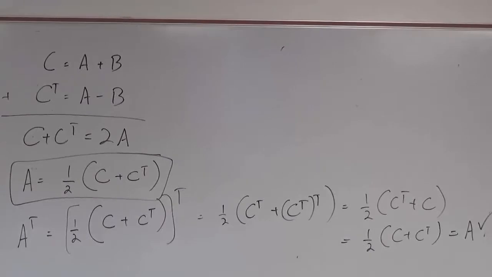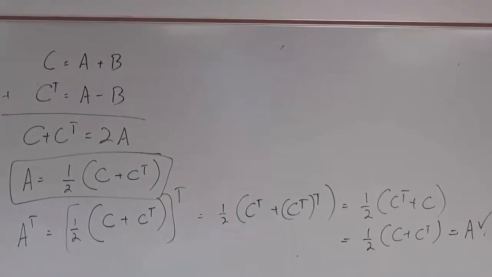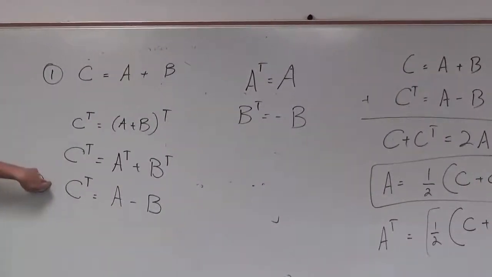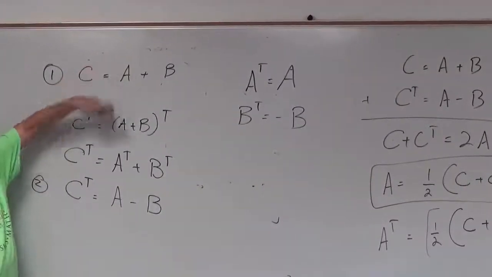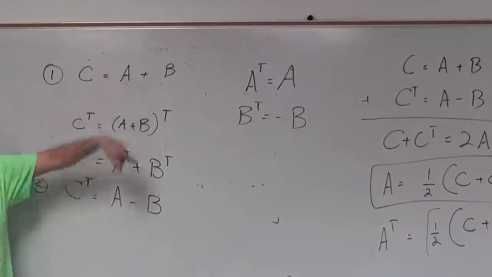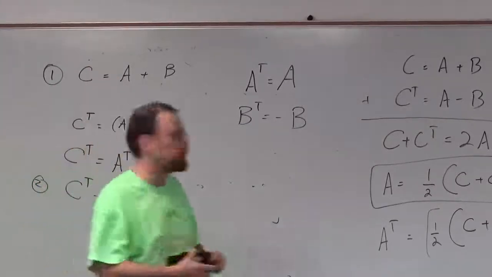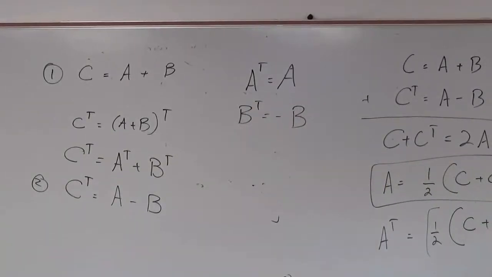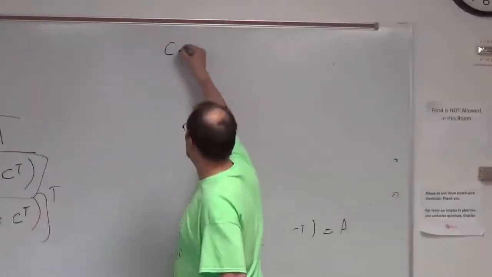So what would we do to find a skew symmetric matrix next? Well, we're probably going to subtract these two equations from one another, because then if we have A minus A, the A goes away and the B's will double up, and we can solve for B, the skew symmetric matrix. So now I'm going to take the two equations.